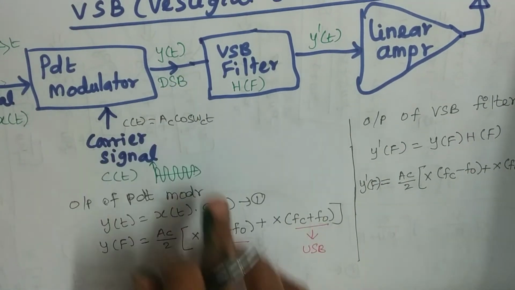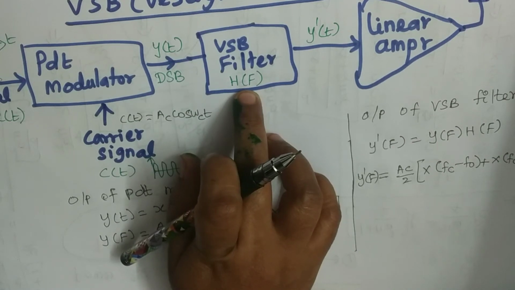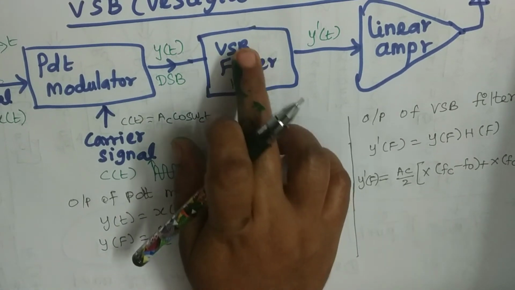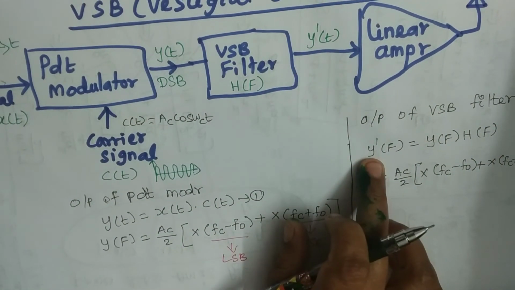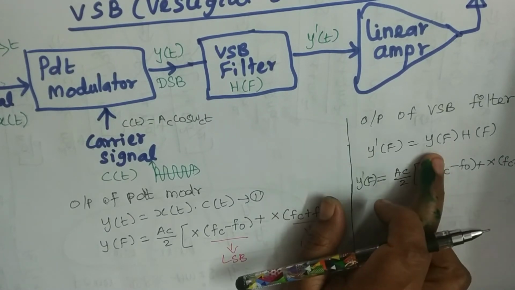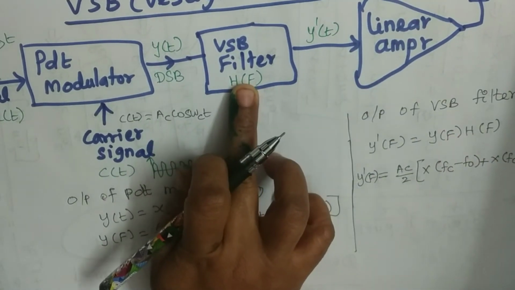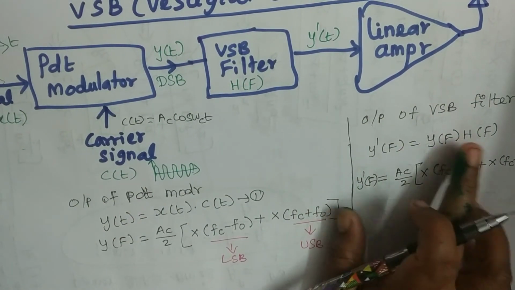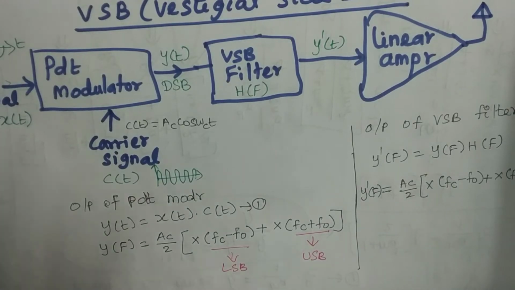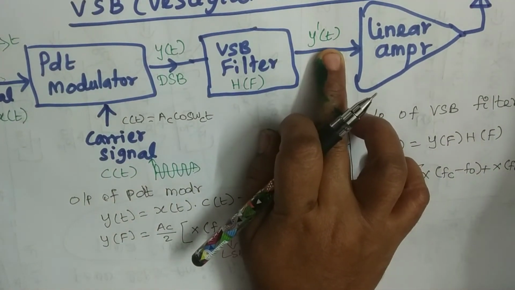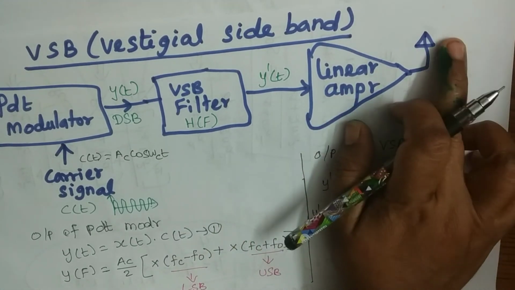Then this double sideband signal passes to the VSB filter. H of f is the frequency response of the VSB filter. The output of the VSB filter is represented by Y dash of f. In frequency form, Y dash of f becomes Y of f into H of f. If the signal is weak, it passes to the linear power amplifier, where it is amplified and given to the antenna.